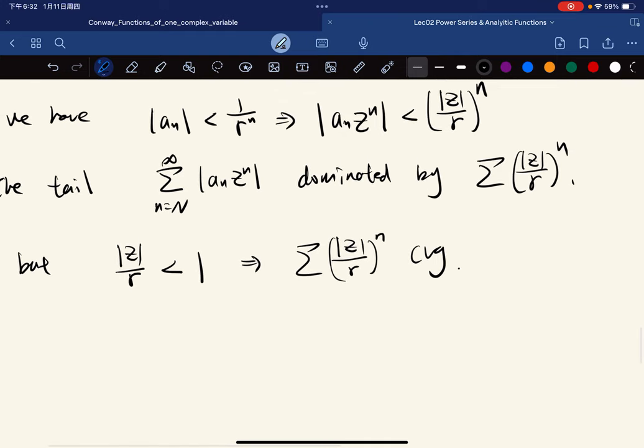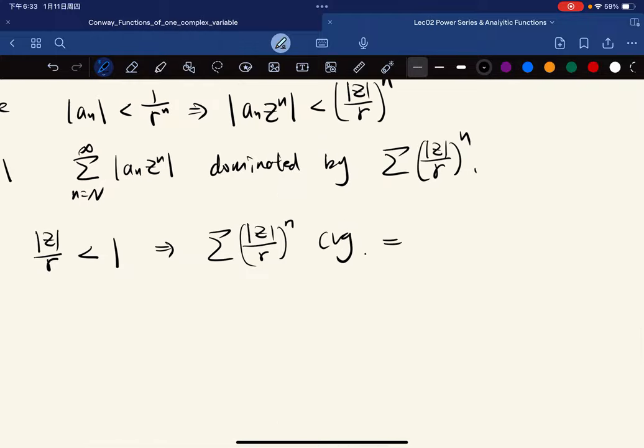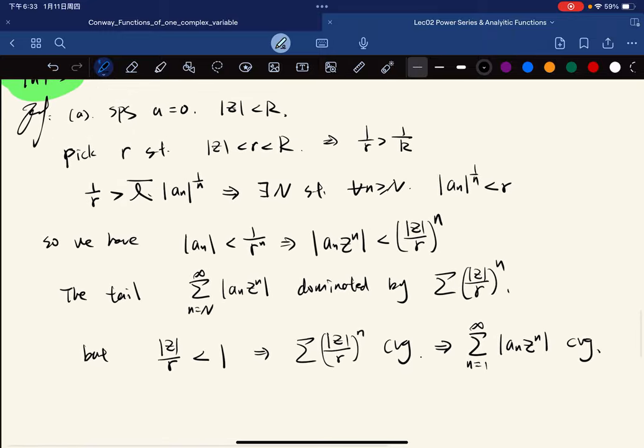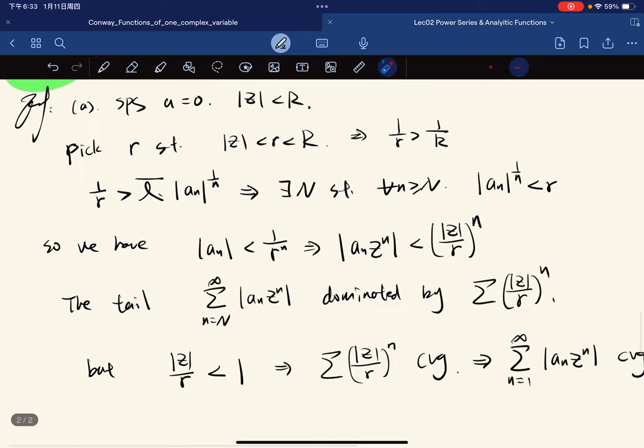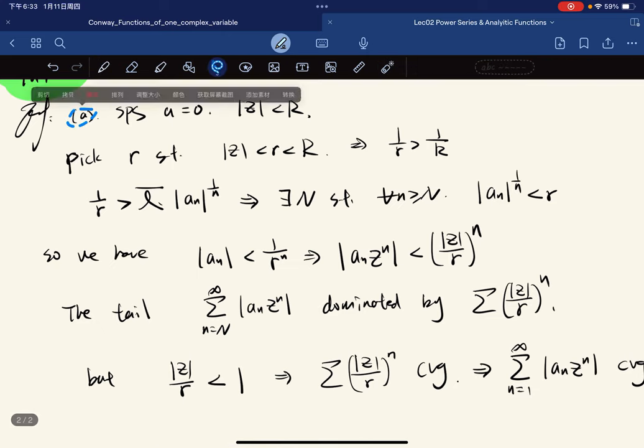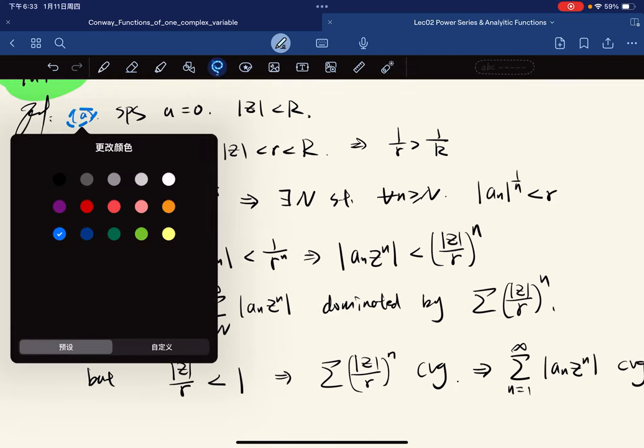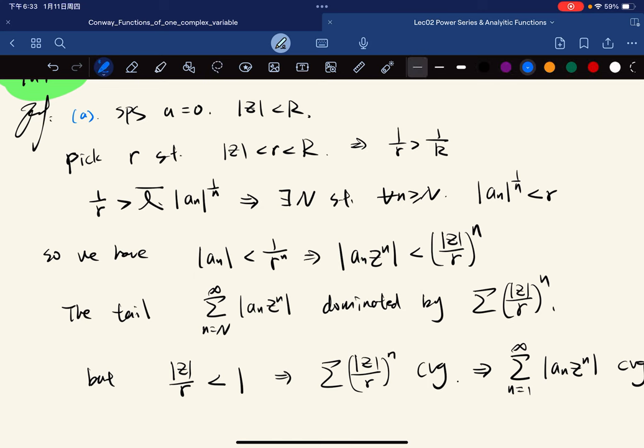We know that convergent series are bounded and the partial sums are increasing, so by the monotone bounded theorem, we have also this. So it converges absolutely when z is in the disc of radius R. So we have done part A.